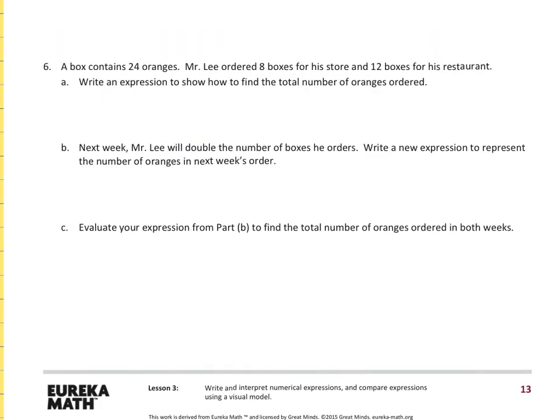Number 6. A box contains 24 oranges. Let's circle 24 oranges. Mr. Lee ordered 8 boxes for his store and 12 boxes for his restaurant. They want us to write an expression to show how to find the total number of oranges ordered. So we're not finding the actual number of how many oranges he ordered, we're writing the problem out.